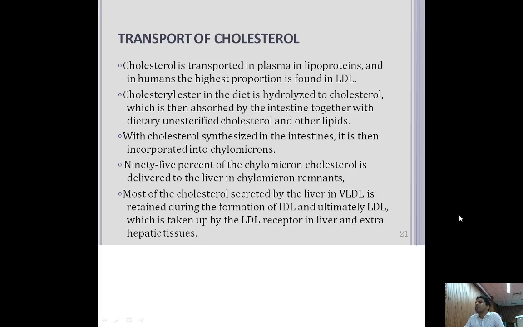So chylomicron gives cholesterol from the intestine to the liver. From the liver, cholesterol goes to the other extrahepatic tissues with the help of LDL. Remember this. And from extrahepatic tissue, cholesterol is given back to the liver with the help of HDL. We'll see this in detail.